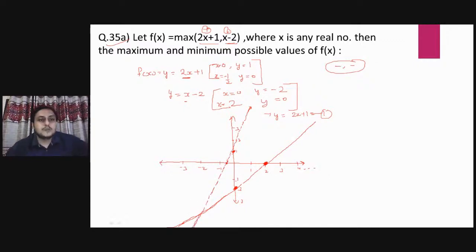Now you have to choose maximum of 2x plus 1 comma x minus 2. तो start करेंगे from minus infinity to plus infinity. तो maximum, here it is maximum, तो ये equation देगा maximum हमें, this upper maximum, और intersection के बाद this one, this equation gives us maximum value. So this is what this equation is, y equals to x minus 2. Let this is equation second. So first equation second gives us the maximum value, then after the intersection this first equation gives us the maximum value, right? So the resultant graph should be like this.